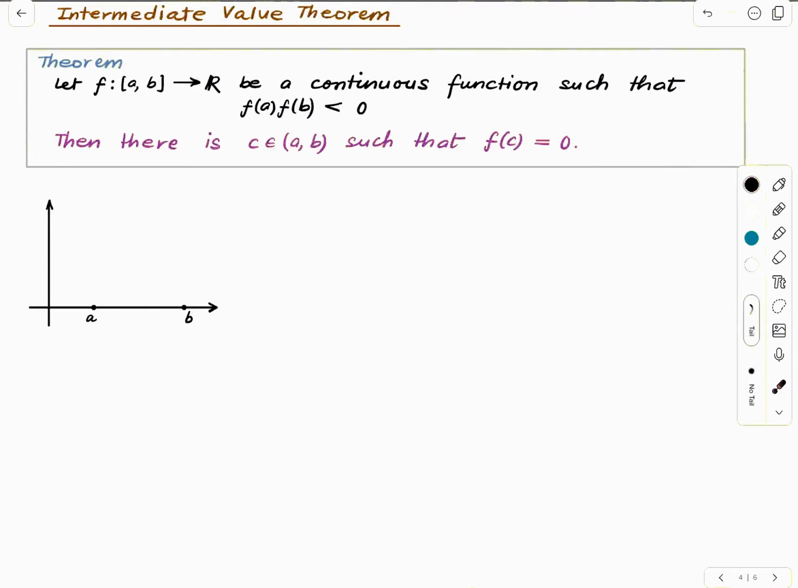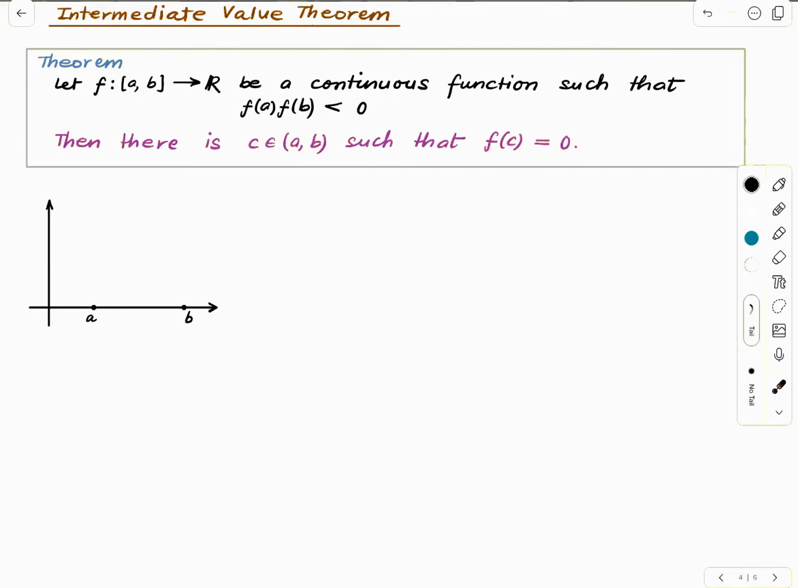Alright, so what we are given is a continuous function on a closed interval such that f takes opposite signs on A and B. This is just a fancy way of saying that whatever is the sign of f(a), meaning if f(a) is negative, then f(b) is positive, and if f(a) is positive, then f(b) is negative. That's what this is saying. Then there is some element c strictly between a and b, such that f(c) is 0.